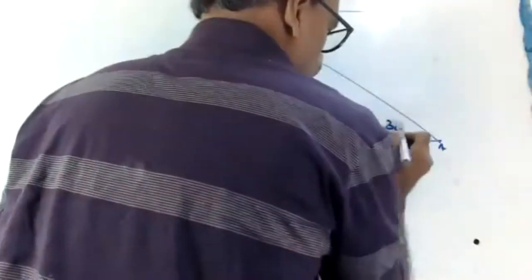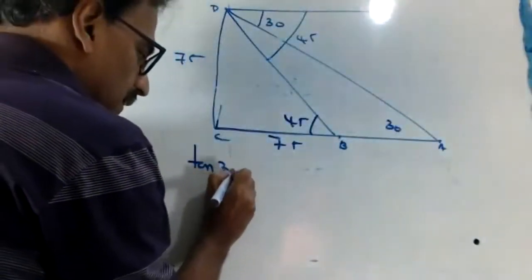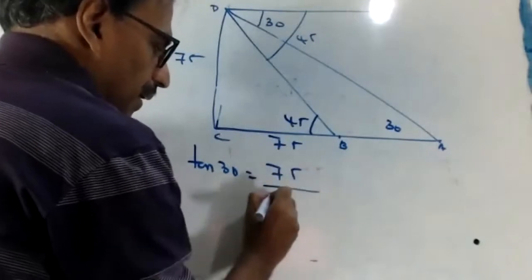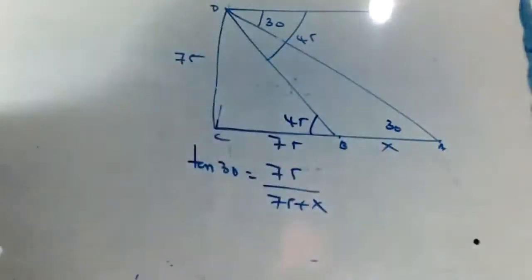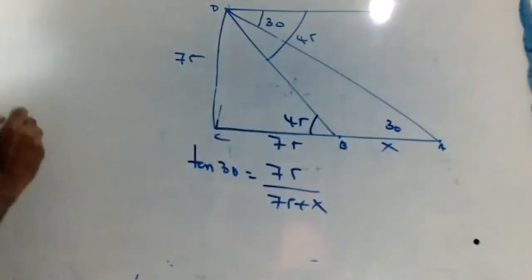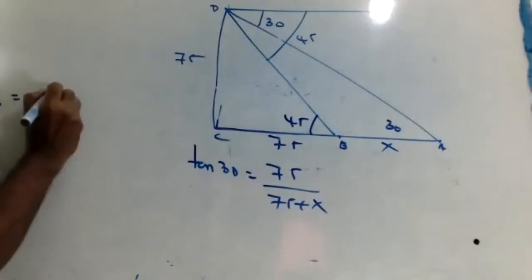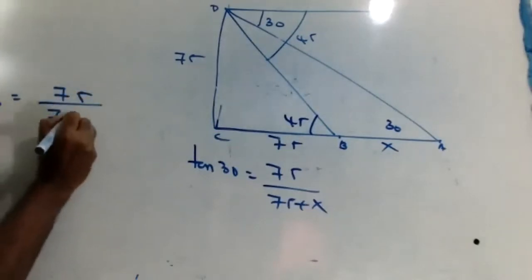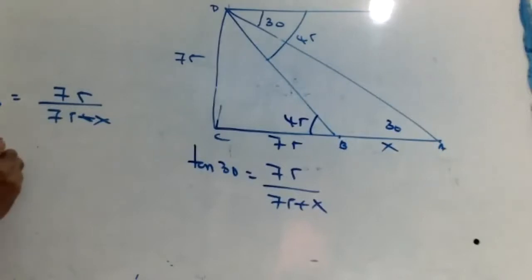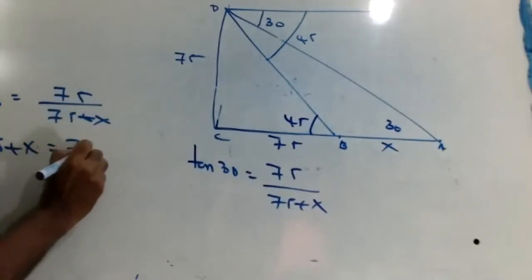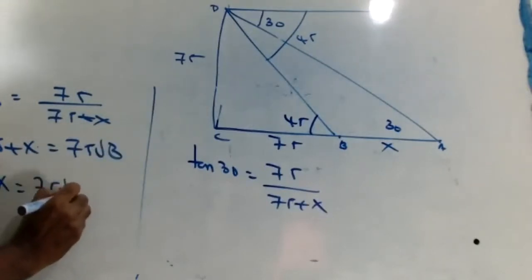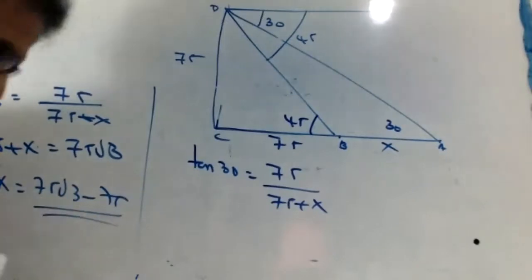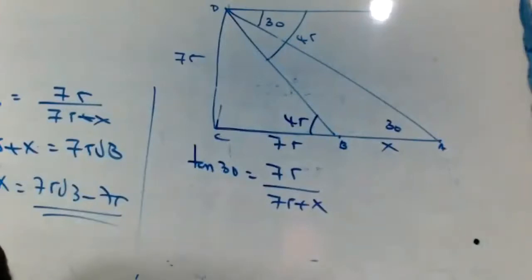This is 30. So tan 30 equals 75 by 75 plus x. This is x. You have to write the explanation. 1 by root 3 equals 75 divided by 75 plus x. 75 plus x equals 75 root 3. So x equals 75 root 3 minus 75. Keep it there. If the root 3 value is given, you can find out.